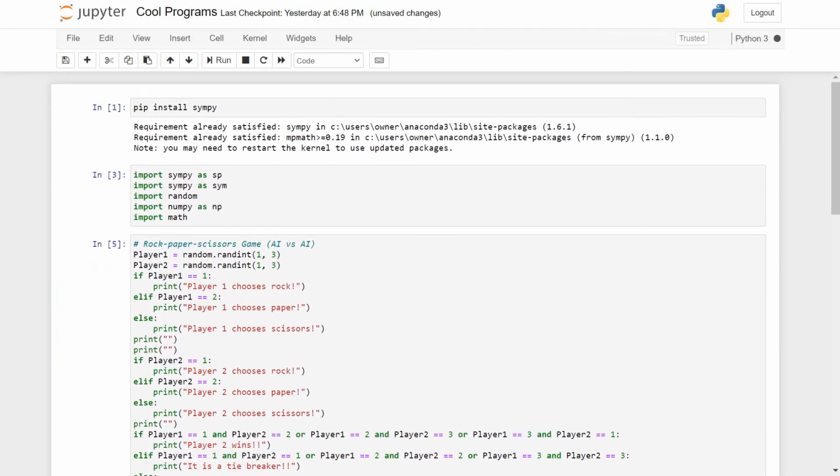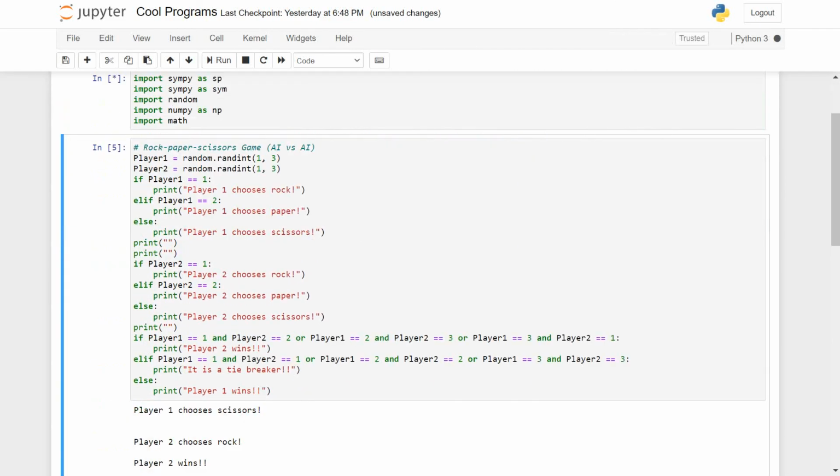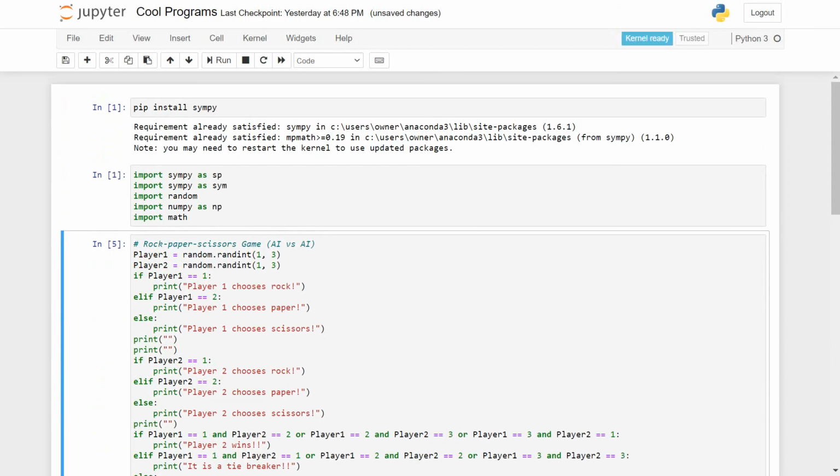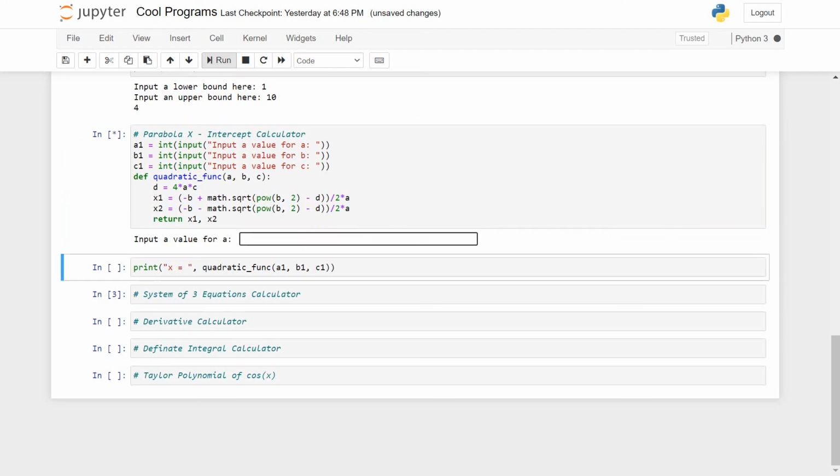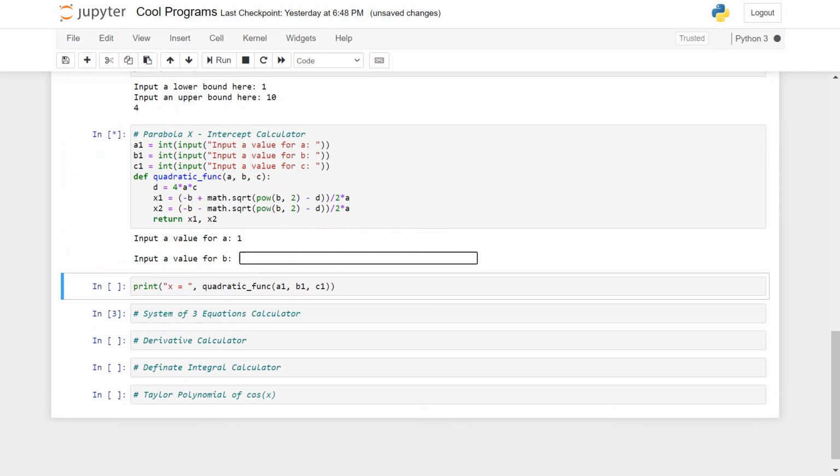Okay, go up to the top. Just run that. Let's hope, yeah, there we go. Okay. So parabola, x-intercept calculator. Run this. Okay, put a value for a. I'll just do coefficients of x squared, x, and the constant that I know.